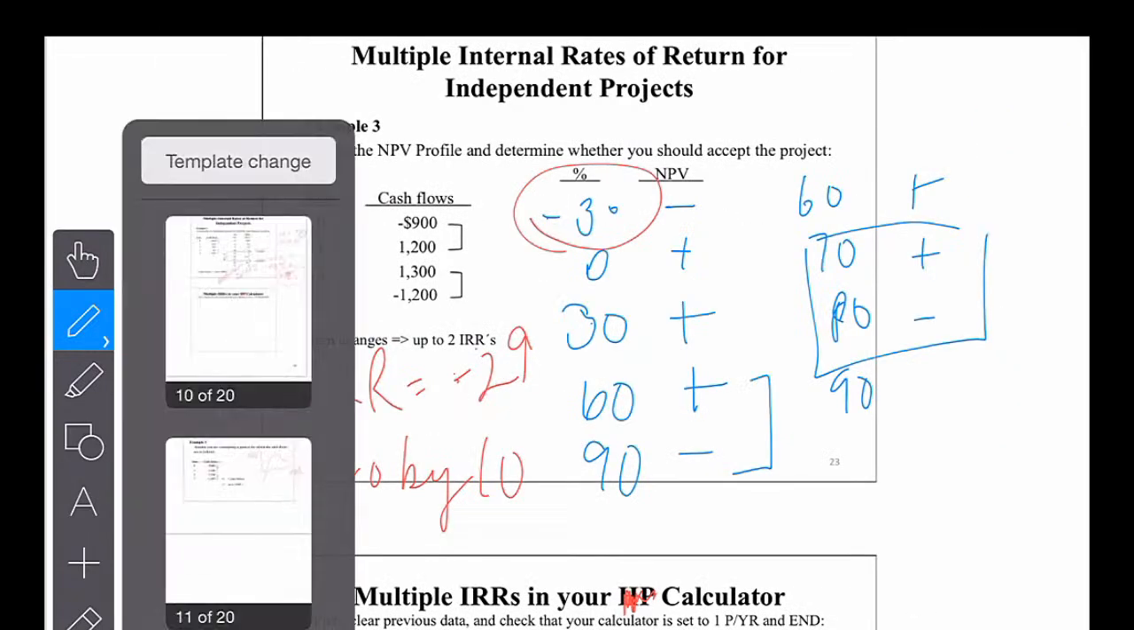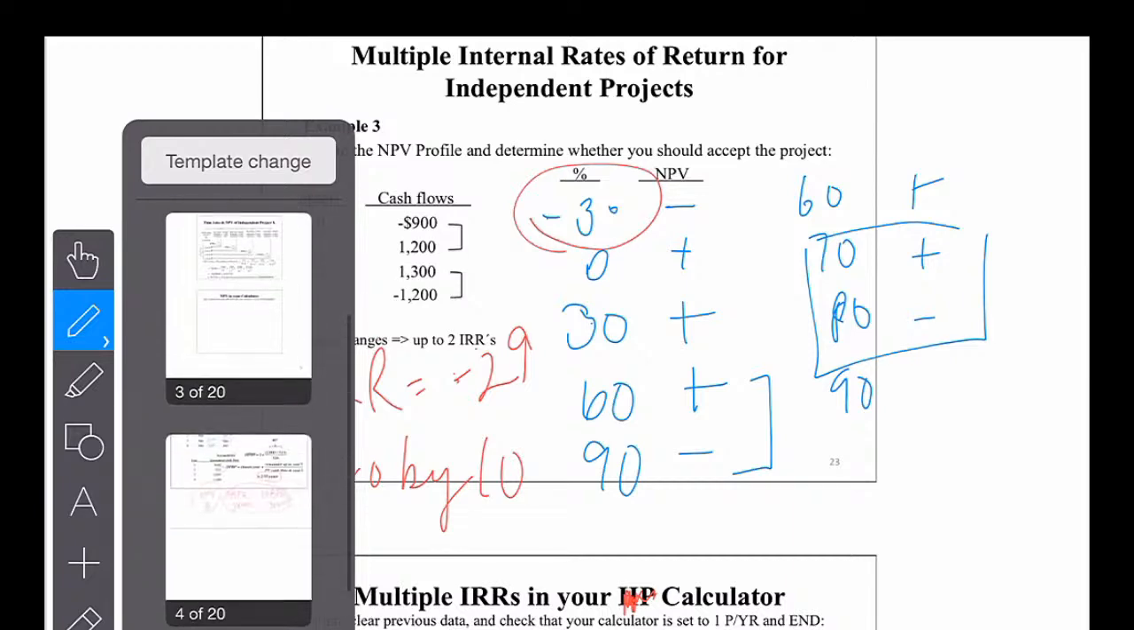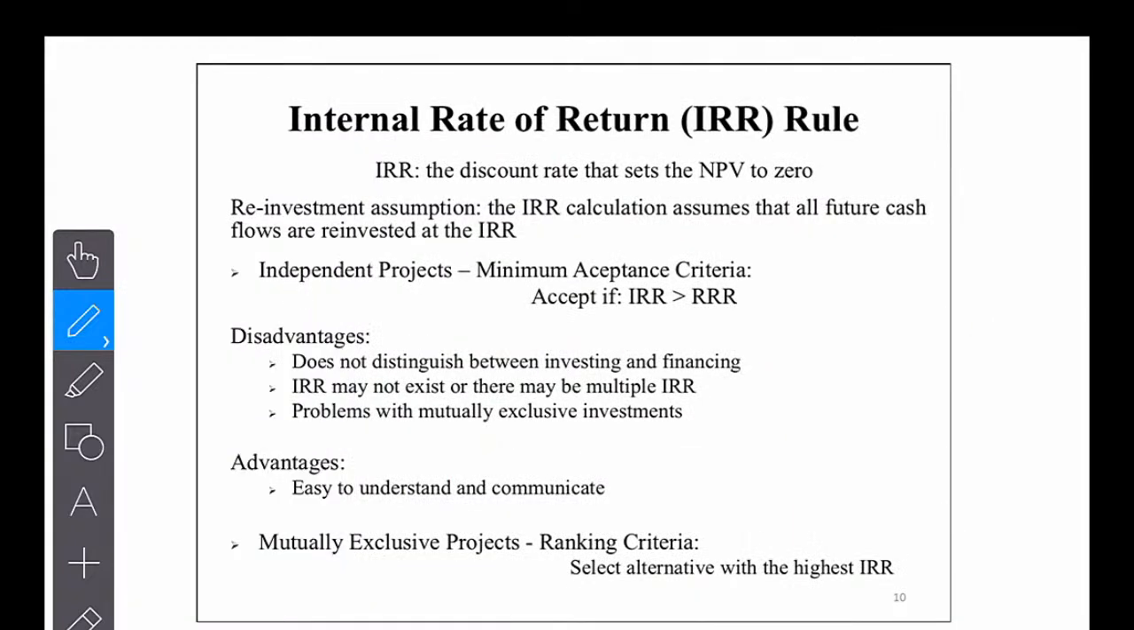So back to what I was saying here. Okay, so we use a reinvestment assumption. The IRR calculation assumes that all future cash flows are reinvested at the internal rate of return. Okay, so that's how we make this calculation, that we're always using IRR.